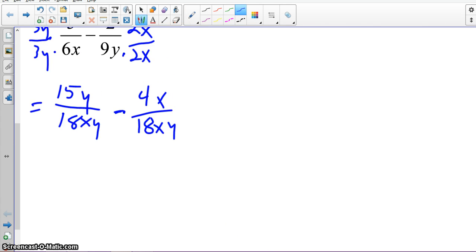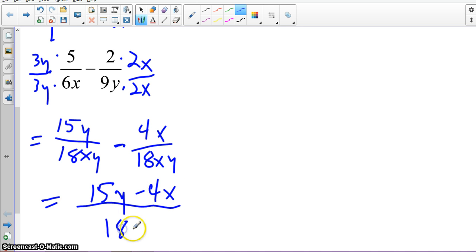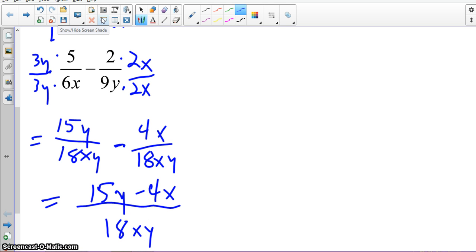Now's the easy part. The hard part is done. You actually just subtract them, and so you get 15y minus 4x over the 18xy. No big deal. That part's the easy part. You subtract the numerators and leave those common denominators the same. It's got to be the same throughout.